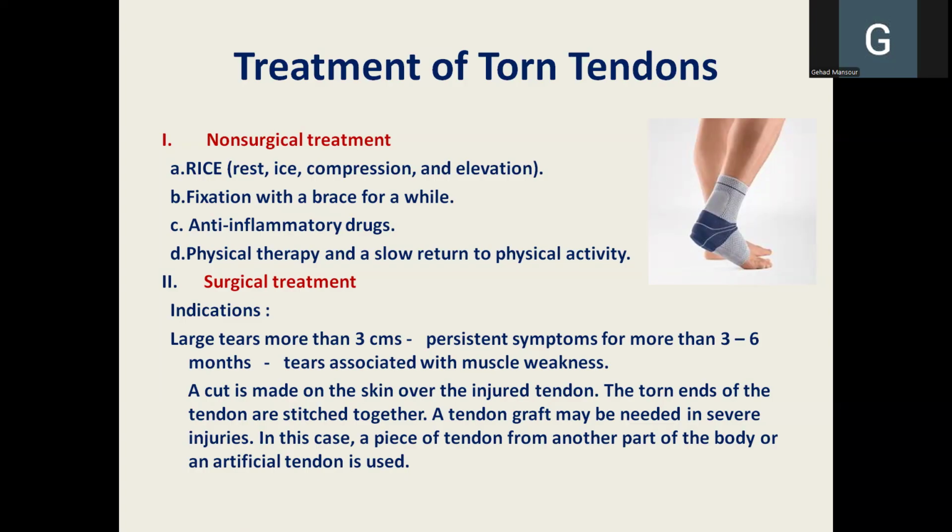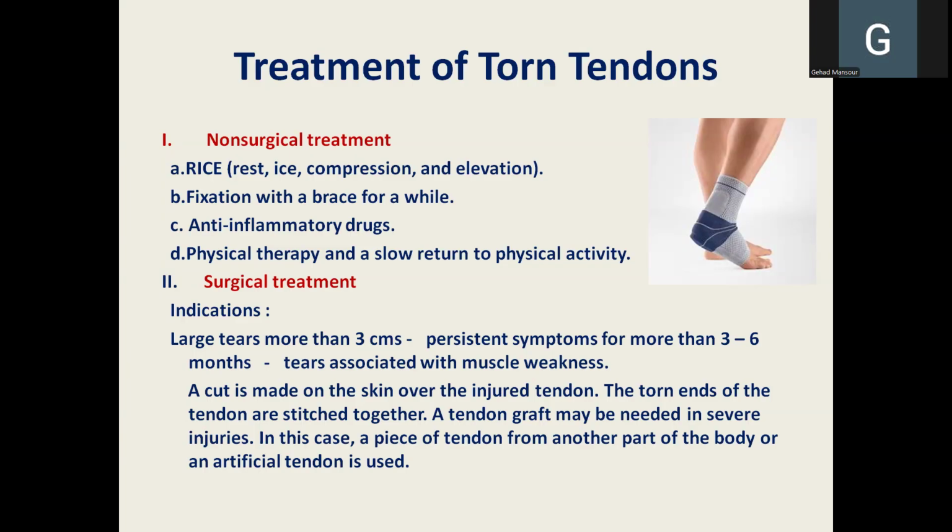So if you have a large tear in the tendon that is more than 3 centimeters and that persisted for more than 3 to 6 months, or if signs of muscle weakness start to appear, then you have to interfere with a minor surgery where you make a small cut in the skin over the tendon in order for the tendon to be accessible to you.